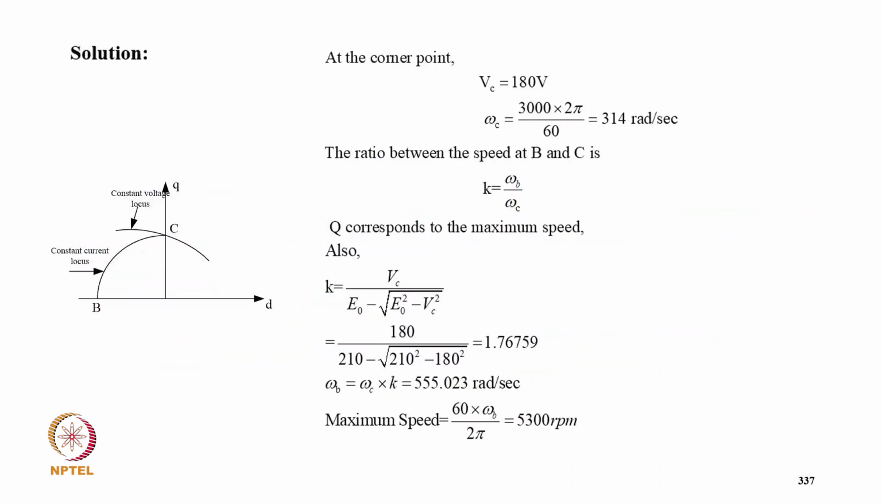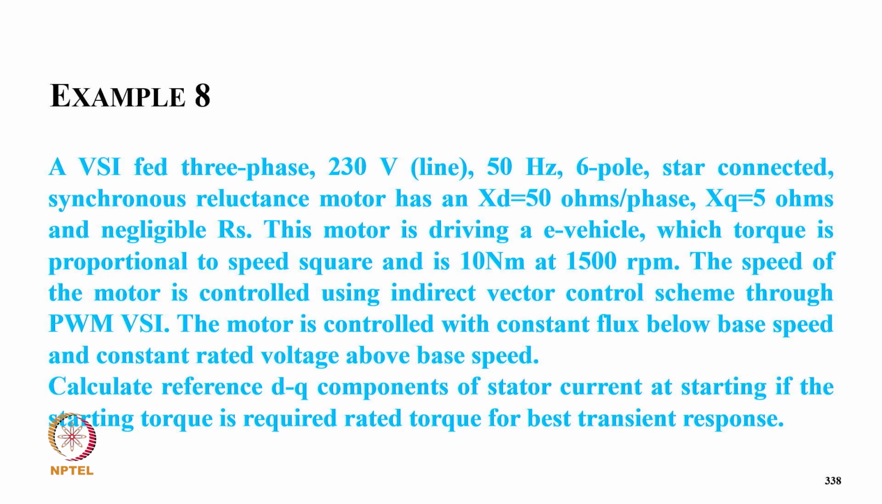So here is the locus of current. At the corner point V is equal to 180, so omega C is 3000 rpm, that is 314. So the ratio between these is K equal to omega B upon omega C, where K is VC upon V0 minus under root E square. Putting in the values, omega B K comes 1.76759, omega C K 555.03, and the maximum speed is omega B upon K, that is 55,300 rpm.